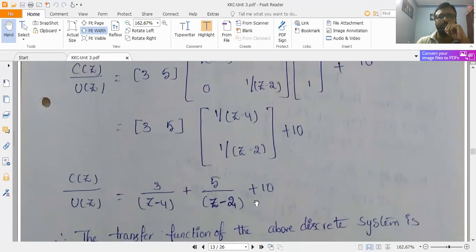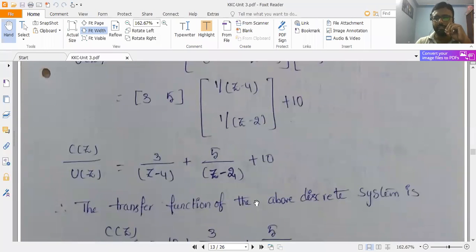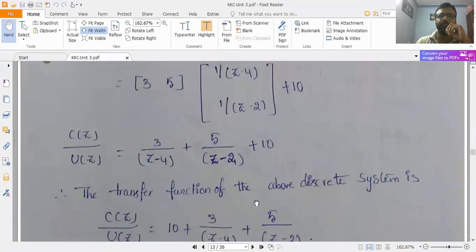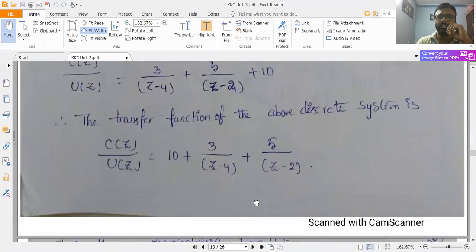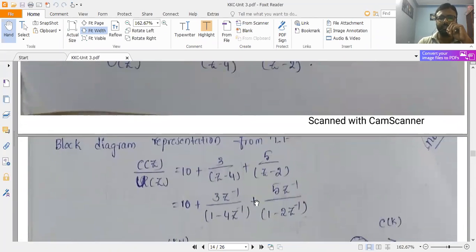Now we have to draw the block diagram for the representation of the state model. So try to understand this particular topic. It is very, very important. Based upon this topic only, you are going to solve the remaining problems in this chapter. So this is the expression we are going to get. Now, this is the block diagram representation.